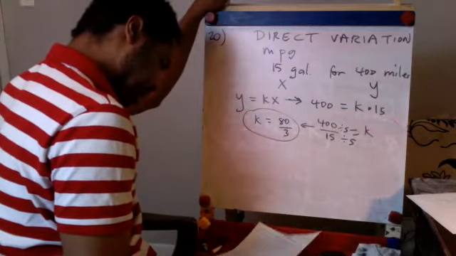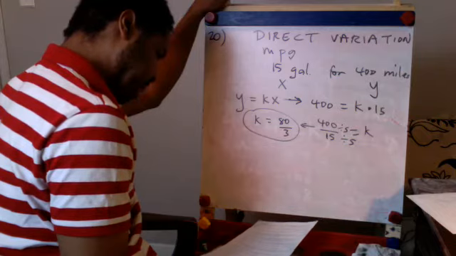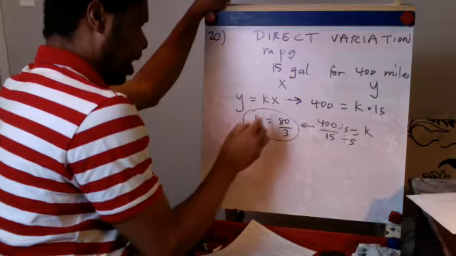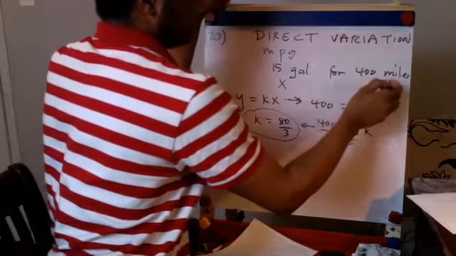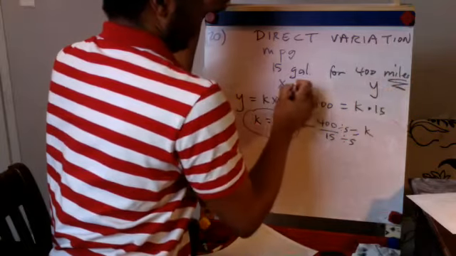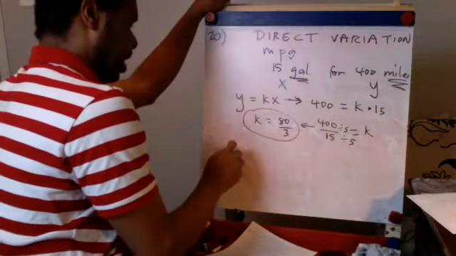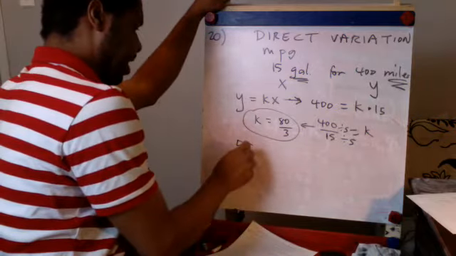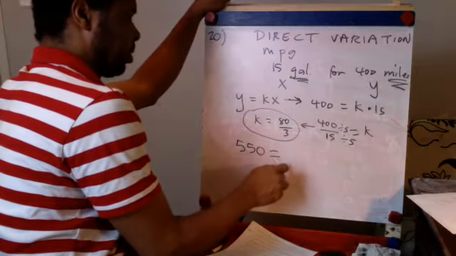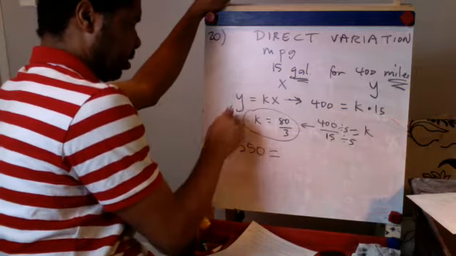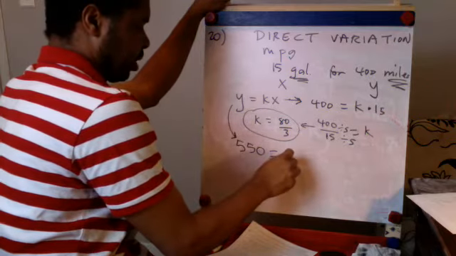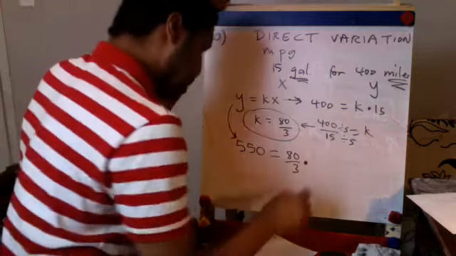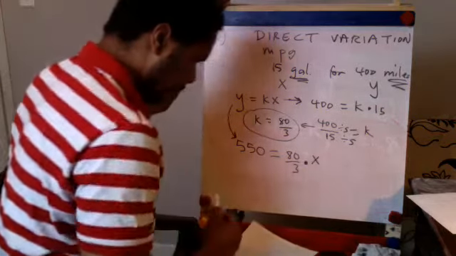And so now they ask us, how many gallons of gasoline will you need if you travel 550 miles? So again, Y is the number of miles, and X is the number of gallons. We're given a certain number of miles. So 550 is now going to be equal to, so Y is equal to KX, 550 is equal to 80 over 3 times X. We're trying to solve for X.